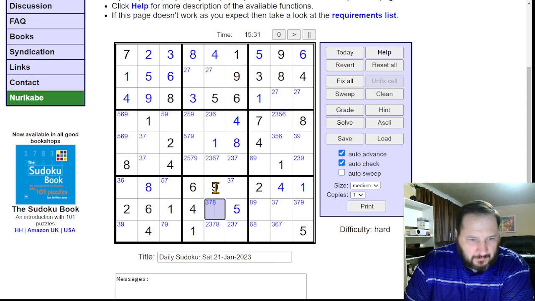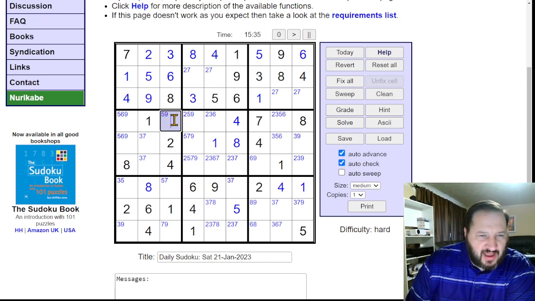Let's see here. I don't know why my mind is going to this 5 and 9 here, because either way it's going to be the other one here. And see this 5 and 9 and 5 and 9. I wonder how that's going to affect these.